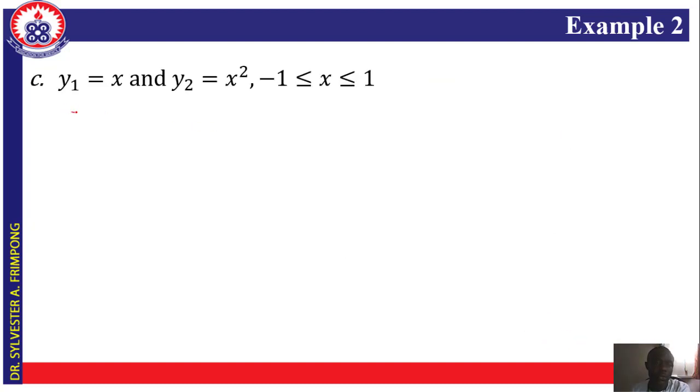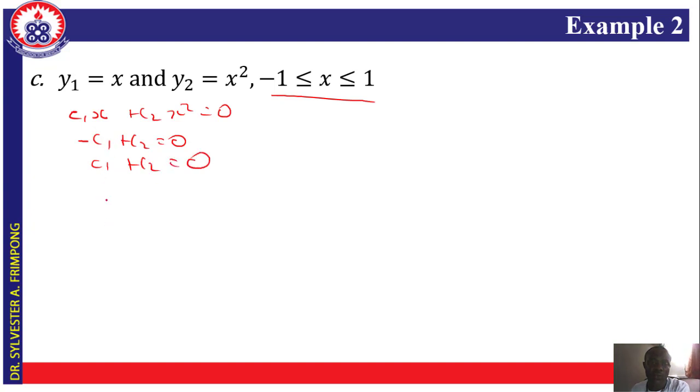Let's pick the third one here. So we're going to have c1x plus c2x squared equal to 0. Now, we have been given a certain interval which contains 0, so we can use any values on the interval to check. When x equals negative 1, we have negative c1 plus c2 equal to 0. When x equals 1, you're going to have c1 plus c2 equal to 0. If you add the two, you're going to get 2c2 equal to 0, so c2 equals 0. If c2 is equal to 0, that means negative c1 is also equal to 0, and c1 is 0.